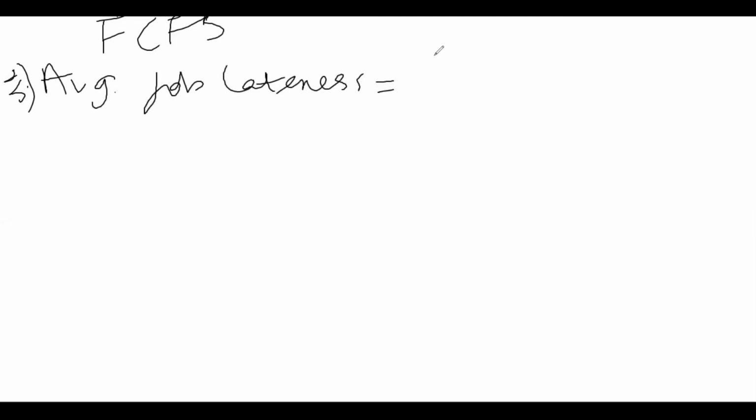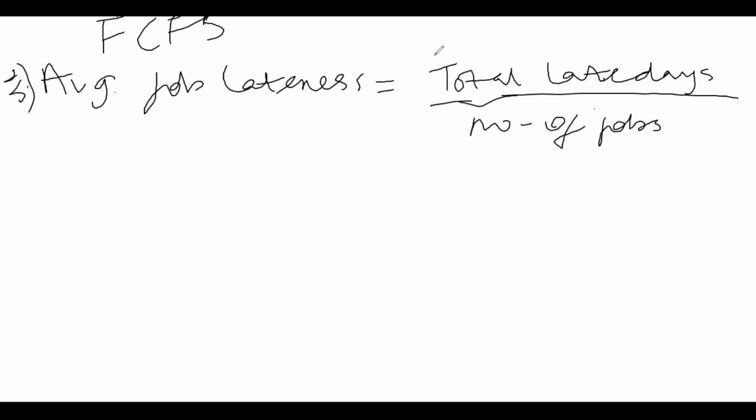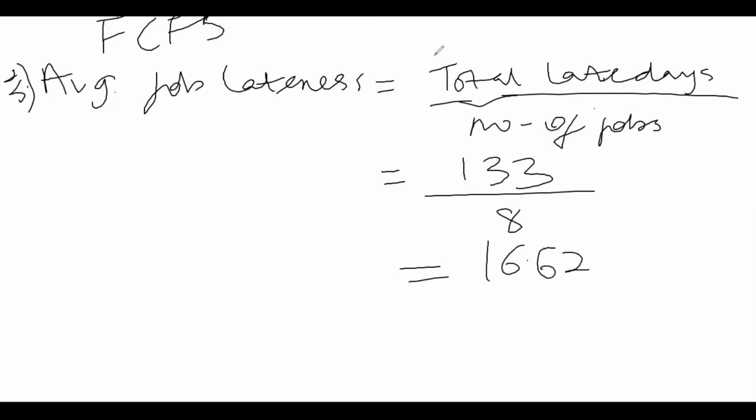Average job lateness: total late days divided by number of jobs. Our total late days, by the time we calculated, gave us 133 divided by 8 jobs that are in the system. Let's consult the calculator. That gave us 16.625. Remember, we were approximating, so that's 16.3.